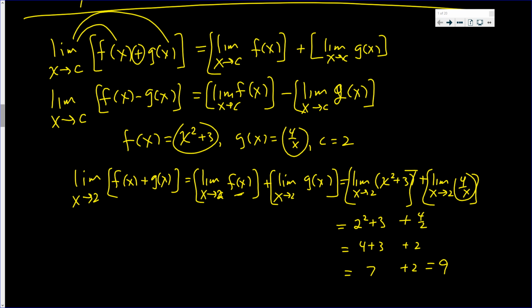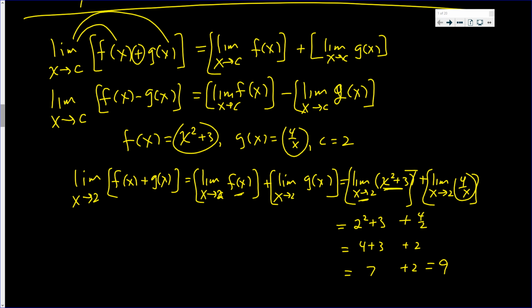The only time limits are a little bit harder is when it's undefined. When you plug 2 in, and you get 0 over 0, that gives you a problem, or if you get infinity.